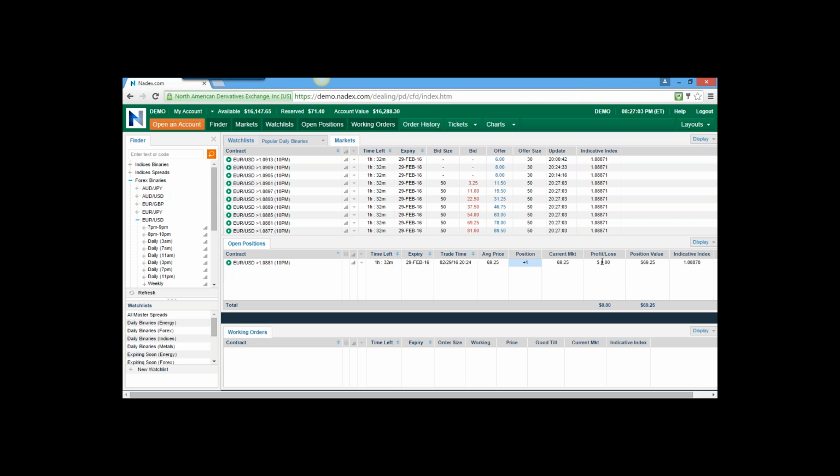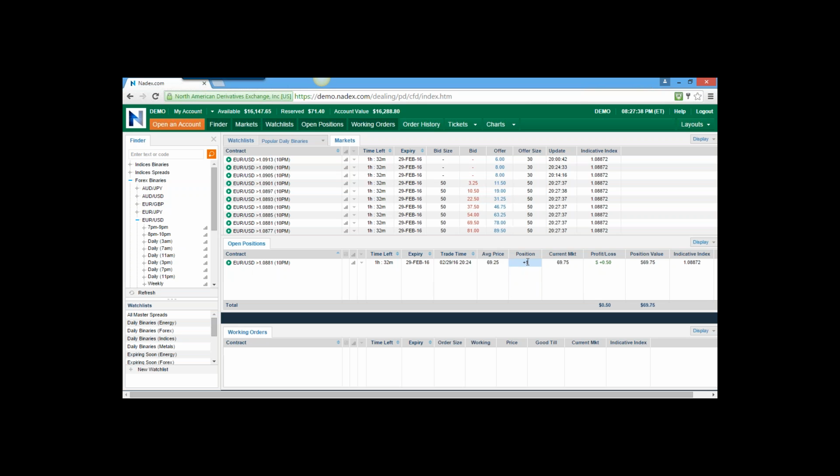So if I bought a binary and I want to get out of it early, I can hold it till expiration, or I can get out of it early. Well, if I buy a binary, what do you think I've got to do to get out of it early? If I bought something and I want to get out of it early, I've got to do what? Sell it, right? So if I sold a binary, what do I have to do to get out of it early? Just buy it back.